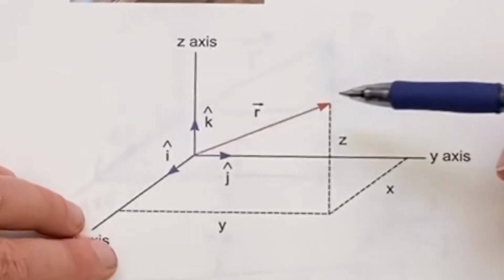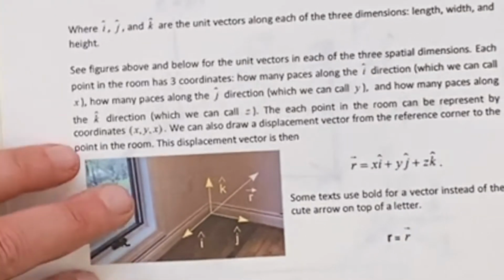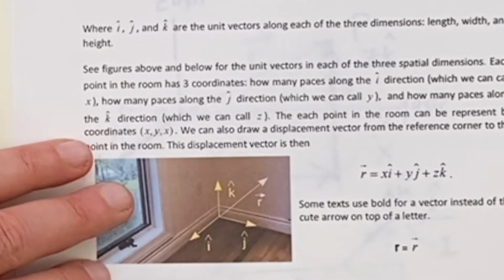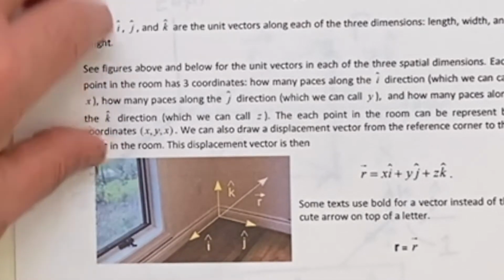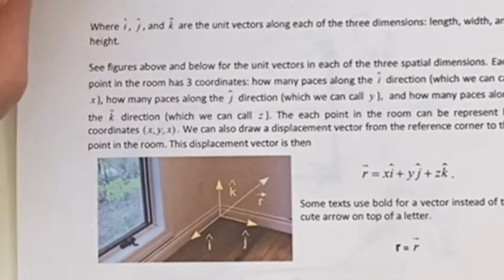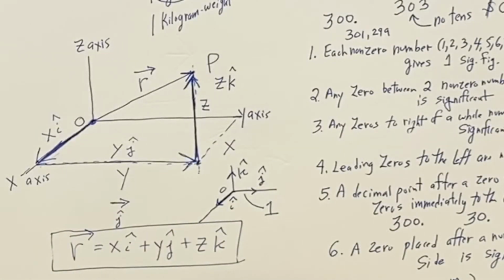Here's a picture from the book, but I always encourage you to sketch your own pictures. It's very, very important. So that's showing the three baby vectors, the unit vectors, and showing the point, say P, in the room, and the vector that goes from the origin to point P is this red vector. Okay, that takes care of vectors, and then the last thing would be the tensor.